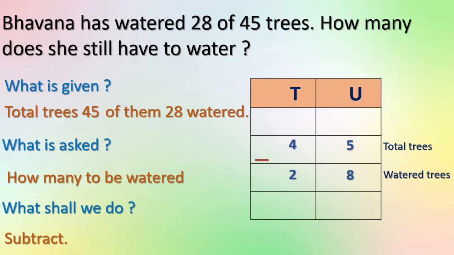Yes, 5 minus 8 is not possible. So, it borrows from 4. 4 becomes 3 and 5 becomes 15. Now 15 minus 8 is equal to how much? Yes, 7. Very good. Now 3 minus 2 is equal to 1. So 17 trees remain to water. Means trees to be watered are 17.